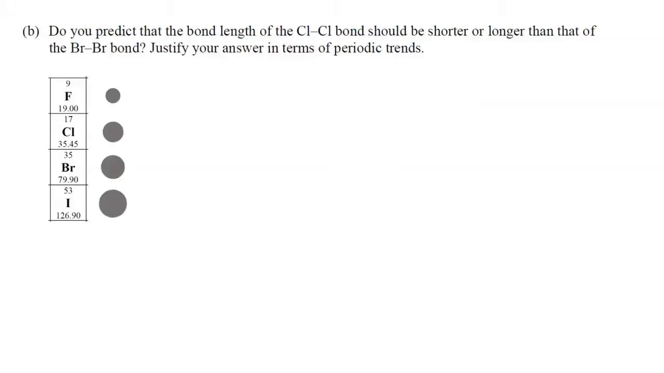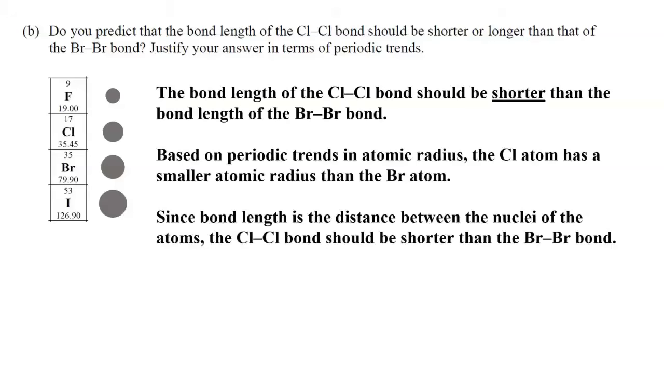Now we can make a prediction about the length of the chlorine-chlorine bond. Since the atoms are smaller in size, then the nuclei in that bond are going to be closer together. So the prediction is that the chlorine-chlorine bond should be shorter than the bond length of the bromine-bromine bond. Based on periodic trends in atomic radius, the chlorine atom has a smaller atomic radius than the bromine atom. And since bond length is the distance between the nuclei of the atoms, the chlorine-chlorine bond should be shorter than the bromine-bromine bond.